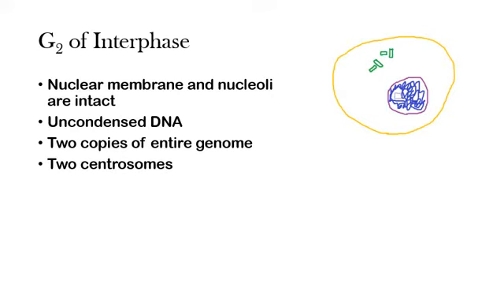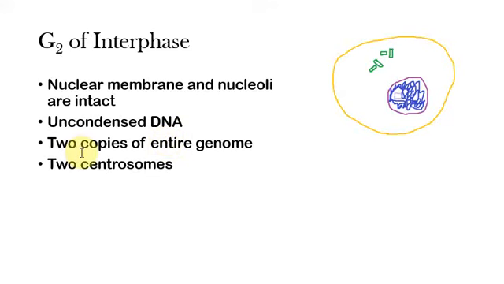We're going to go through all the phases of mitosis, but first we're going to start with the G2 phase, which is actually just prior to mitosis. A couple of characteristics of G2: it's still got the nuclear membrane, the nucleus is completely intact. It's got nucleoli, or just one nucleolus in this picture. The DNA is uncondensed, just kind of all over the place, and there are two copies of the entire genome.